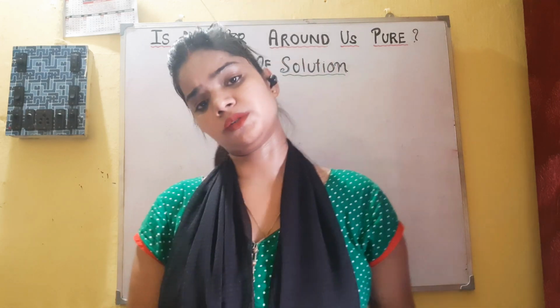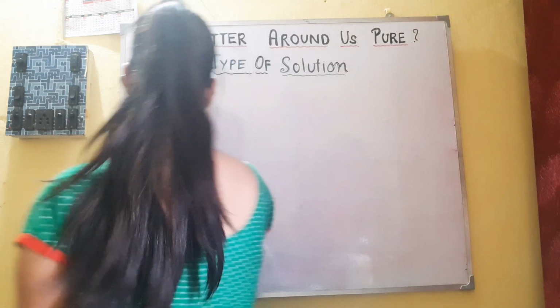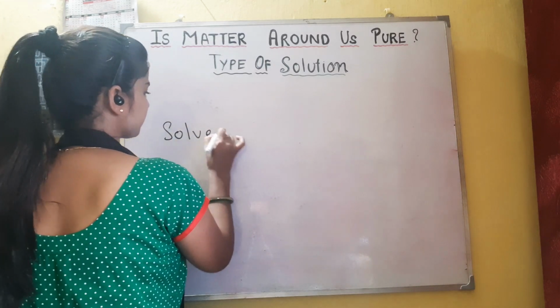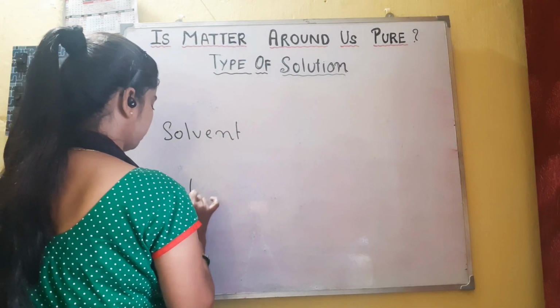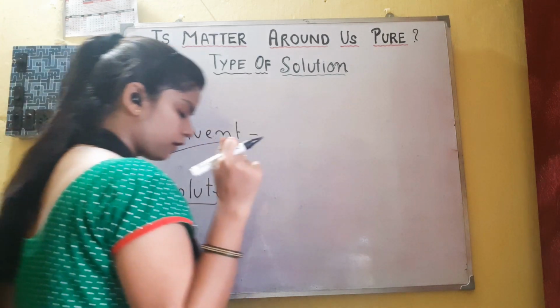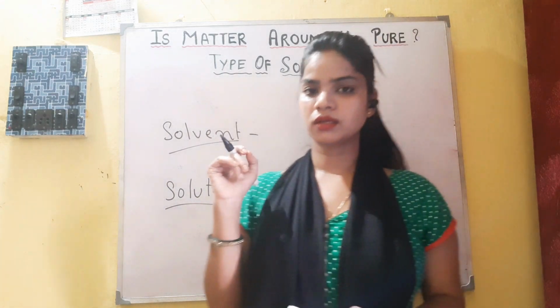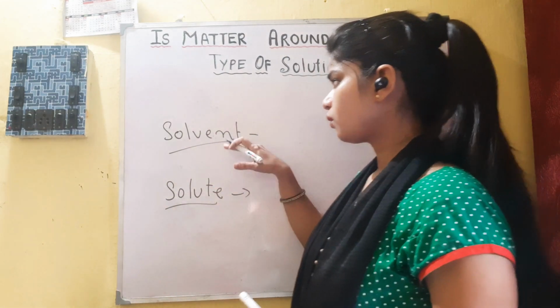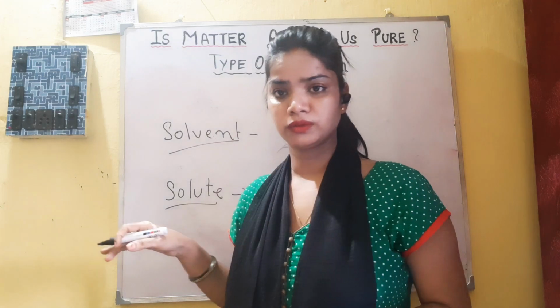In this part we are going to discuss solution, and the types of solution. What does solution actually mean? Solution is a mixture of two or more substances together. In a solution basically two things are required: one is solvent, another is solute. So these two things we need to make any solution. What is solvent and what is solute?